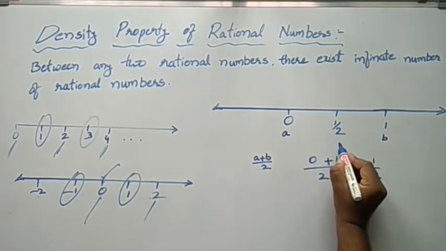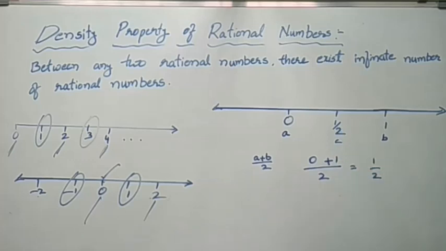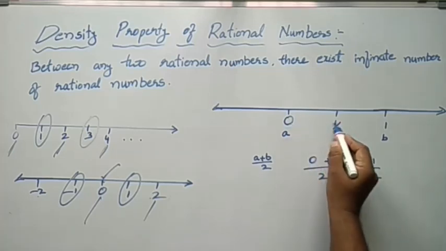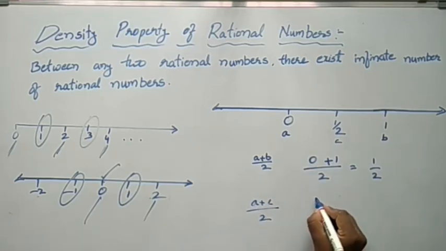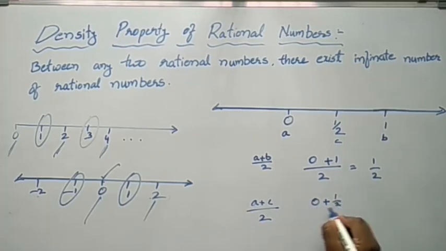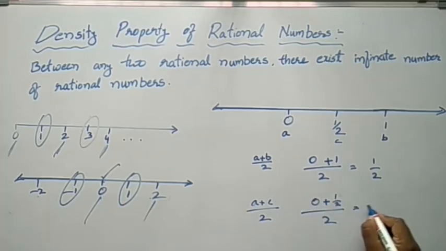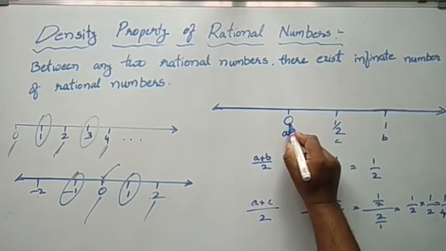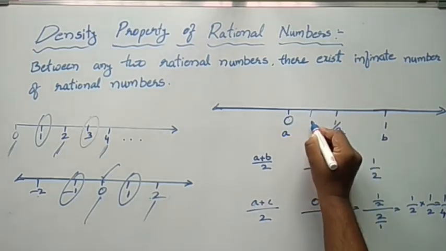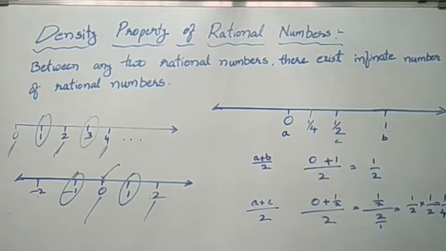I am taking this 1 by 2 as C. In between these two, does any number exist or not? Once we will check. Here it is A plus C divided by 2, that is 0 plus 1 by 2 divided by 2. This we can write as 1 by 2 by 2, so I can write 1 by 2 into 1 by 2, that is 1 by 4. Means in between 0 and 1 by 2, once again 1 by 4 is there.